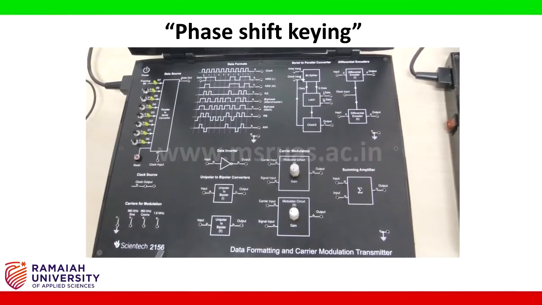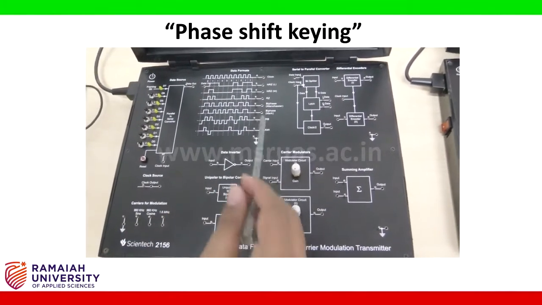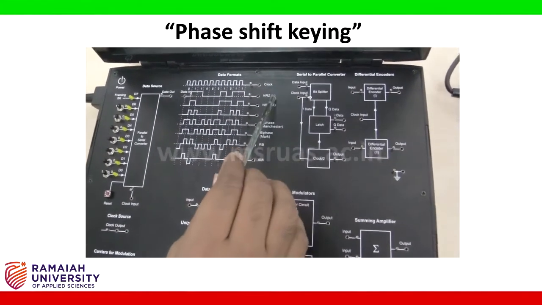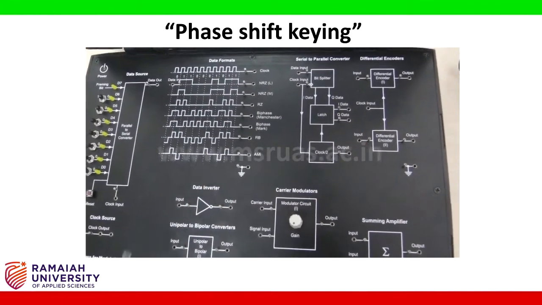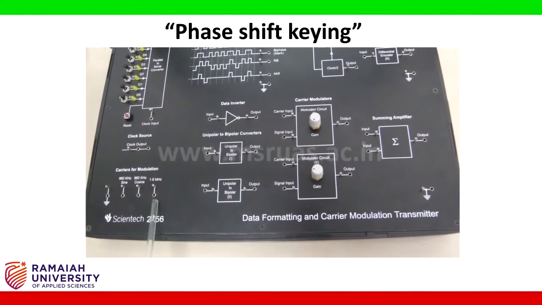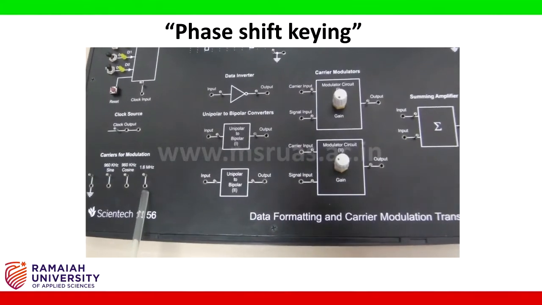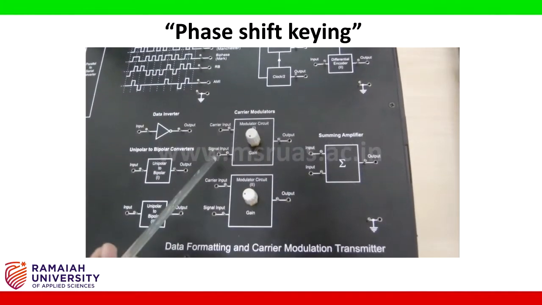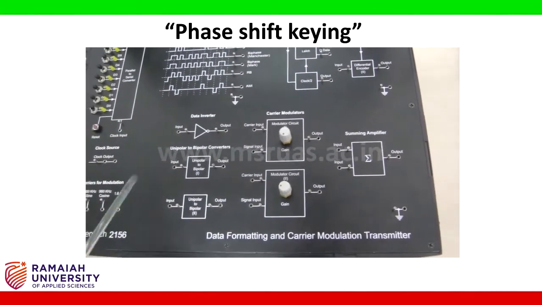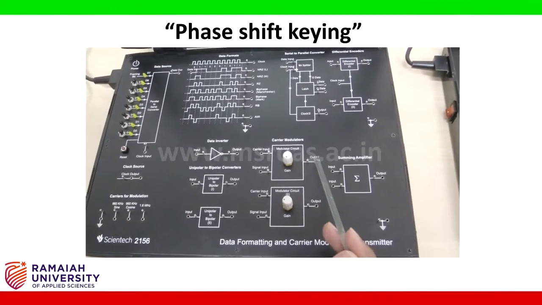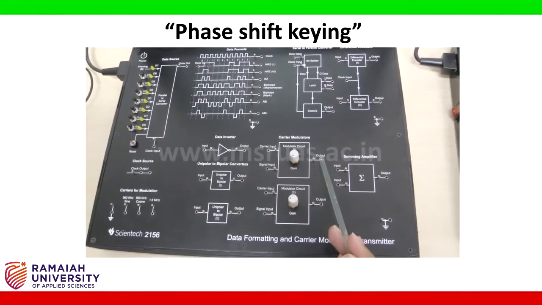Syntec 2156 board contains different line coding schemes. We choose NRZL, and this is the carrier frequency 1.6 megahertz for the phase shift keying modulation we are choosing. Using the carrier modulators, we are multiplying the carrier signal and the data signal such that we are going to get the phase shift keying modulated signal.